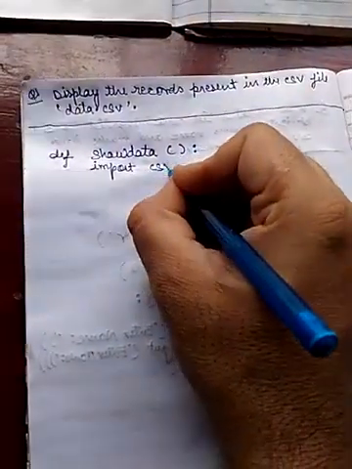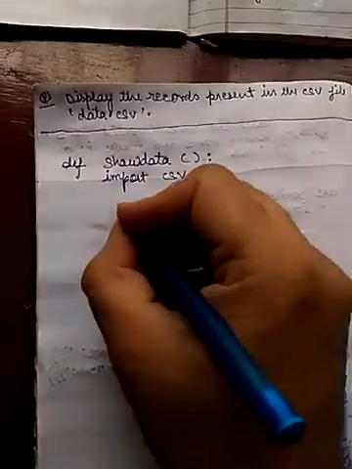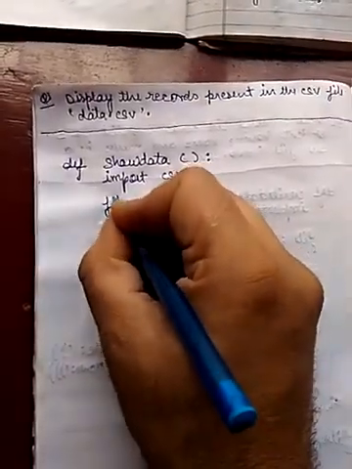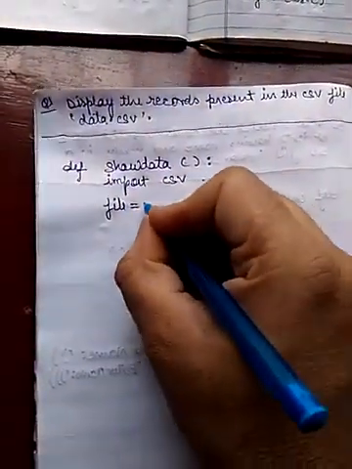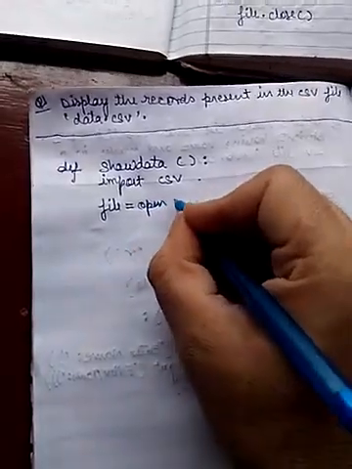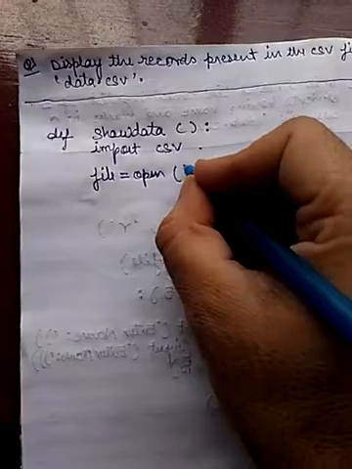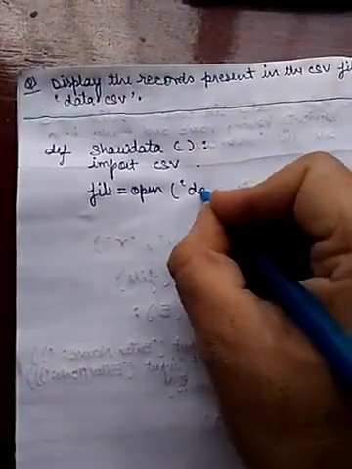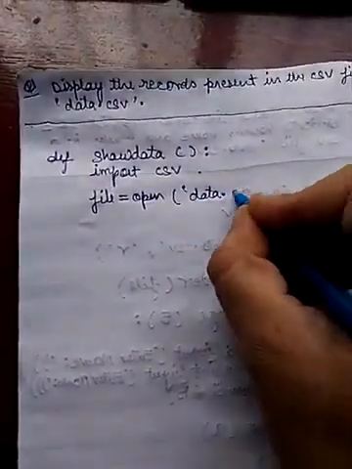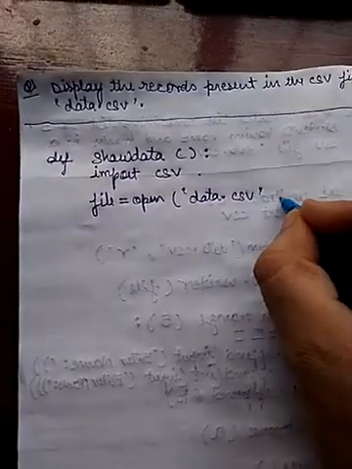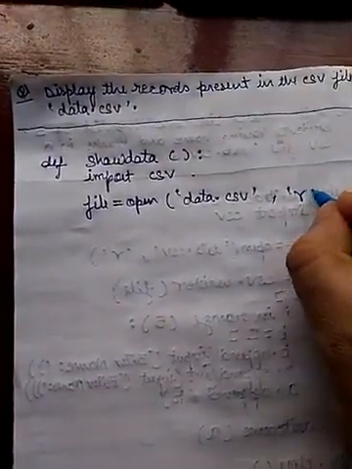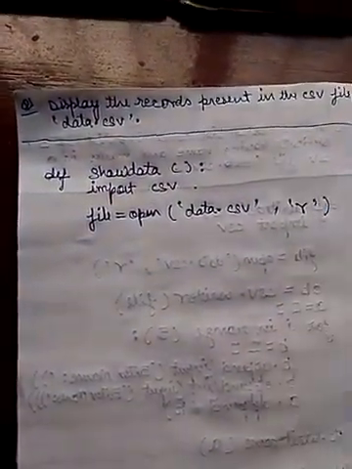Import CSV package. After that we have to open the file. File equal to open, then the name of the file, let us say it is data.csv. We are opening it for reading purpose, that's why R mode is here.